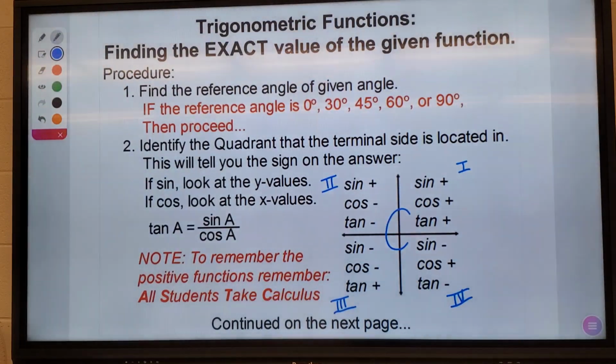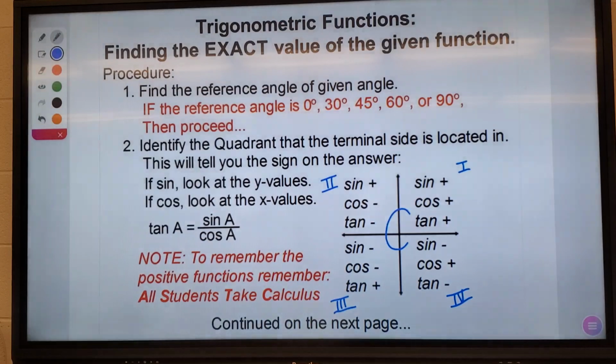A way to remember which values are positive, which values are not positive, is there in the red. The note says all students take calculus. If you look at quadrant 1, word 1 states all. All values, no matter if you're taking the sine, cosine, or tangent, would come out to be a positive result. The second word, students, S stands for sine in quadrant 2. The only value that you take that will come out to be positive is sine. If you are taking cosine or tangent, your answer should be negative.